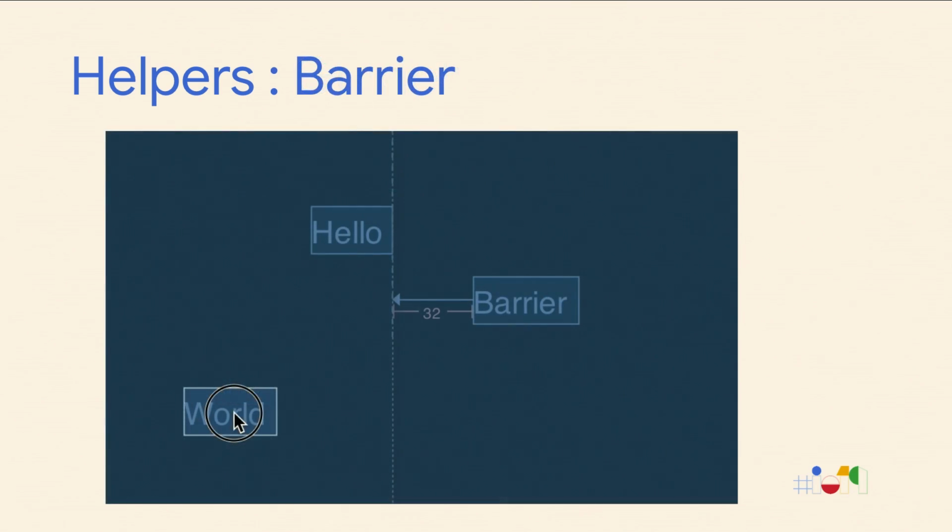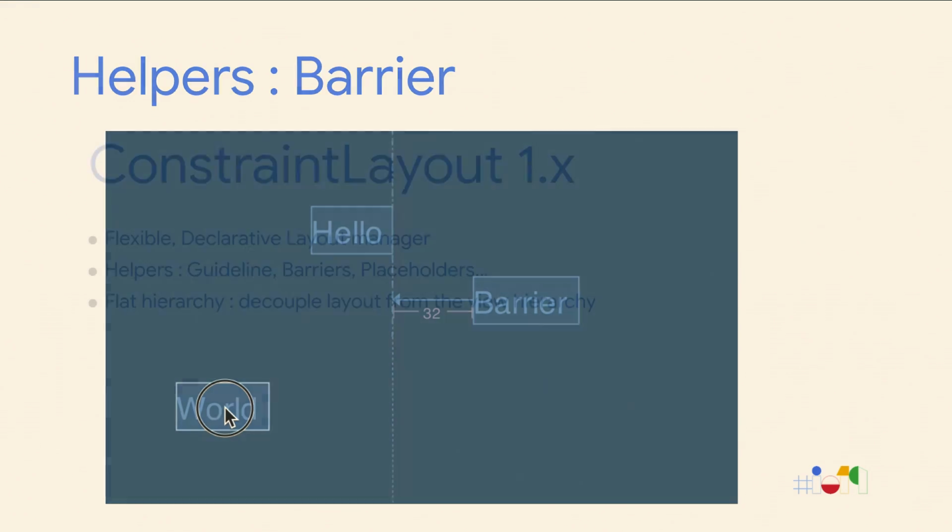In a similar way, we introduced the barrier helper in Constraint Layout 1.1 that gives you some interesting behavior where you could decide, from a set of widgets, where to position yourself.